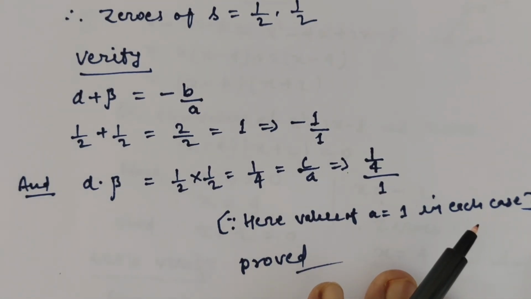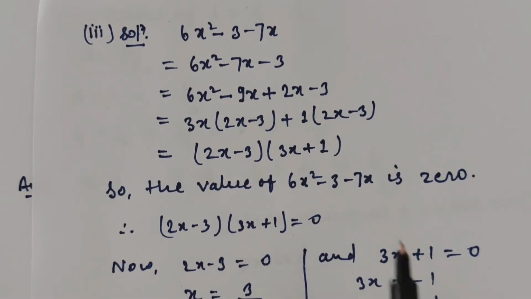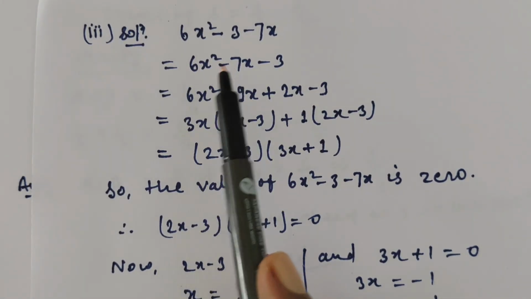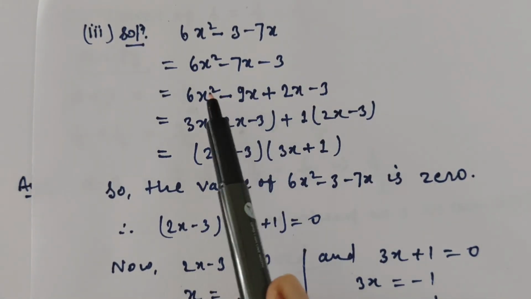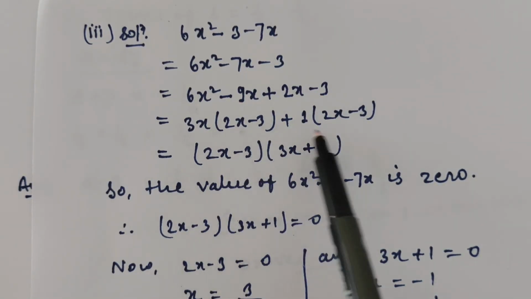Similarly, you can solve question number 3 on this basis. First of all, arrange it in the quadratic form. So I got it, and factorize 9x plus 2x plus minus 3, and then take the common factors.